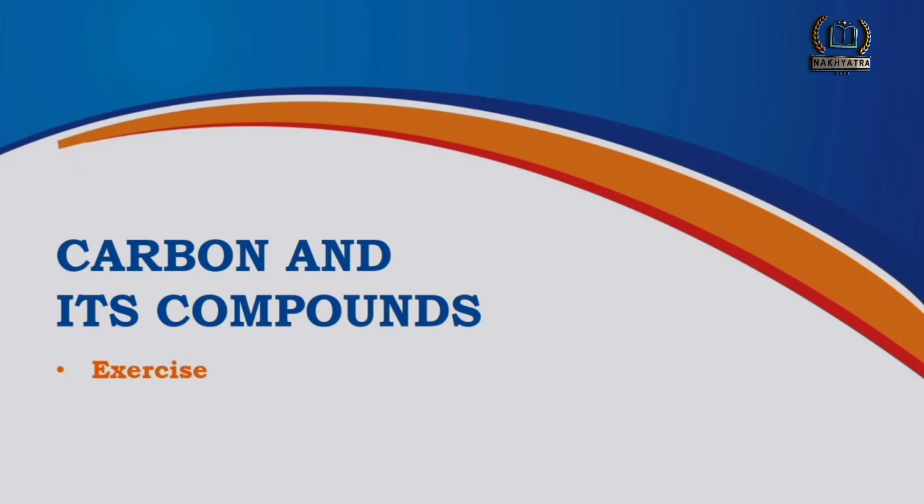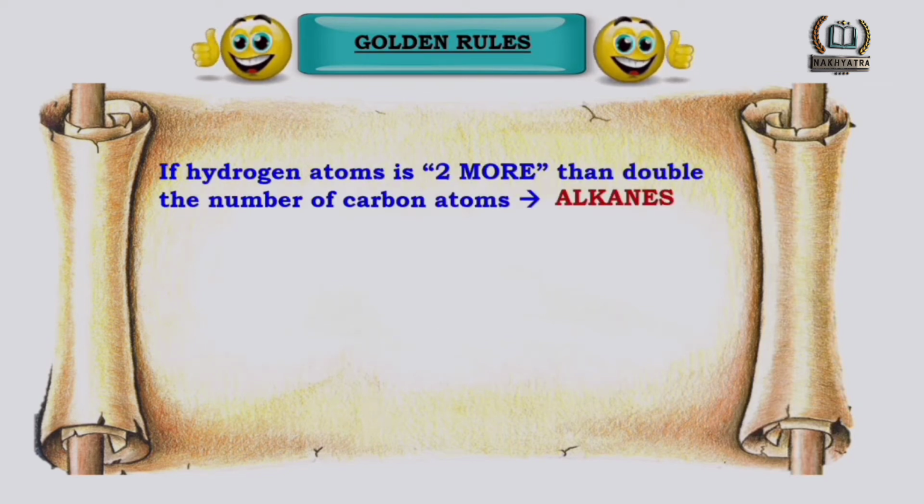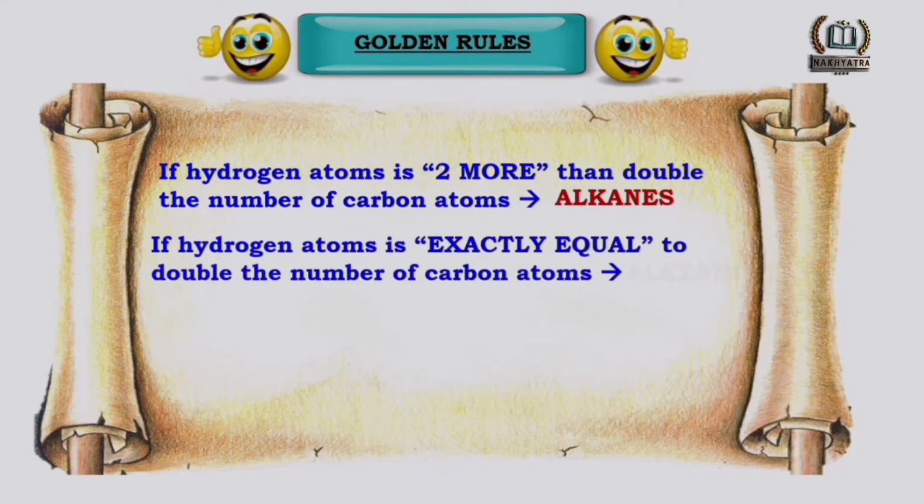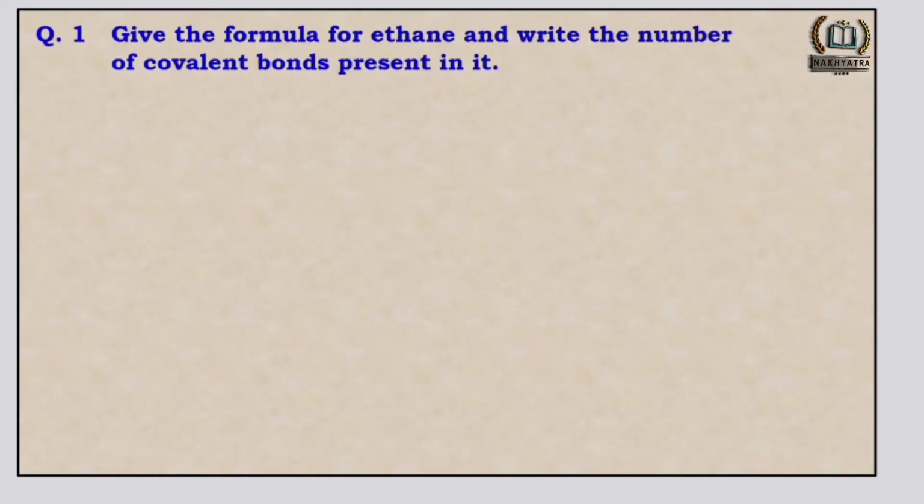Okay, so here we will solve a few questions first. But before solving, you need to know some golden rules. Number 1, if the number of hydrogen atoms is 2 more than double the number of carbon atoms, then they are alkanes. Second, if the number of hydrogen atoms is exactly equal to double the number of carbon atoms, they are alkenes. And the last point is, if the number of hydrogen atoms is 2 less than double the number of carbon atoms, they are alkynes.